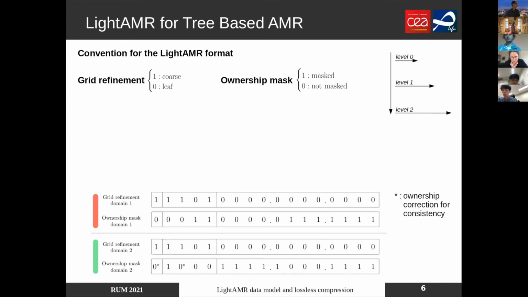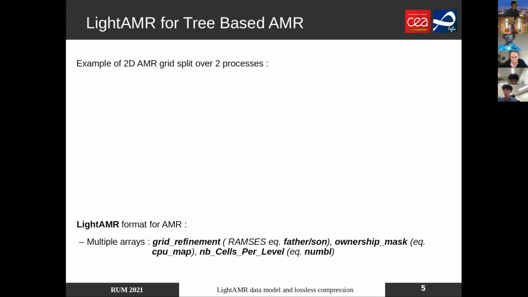So what we did is use a Boolean array instead of integer arrays, and we only use two arrays to describe the AMR grid. We use an array that we call the grid refinement, which is kind of the equivalent of the father-son array from Ramses. We use an ownership mask array, which is kind of the equivalent of the CPU map. And then we use a very small array just to describe the number of cells per level.